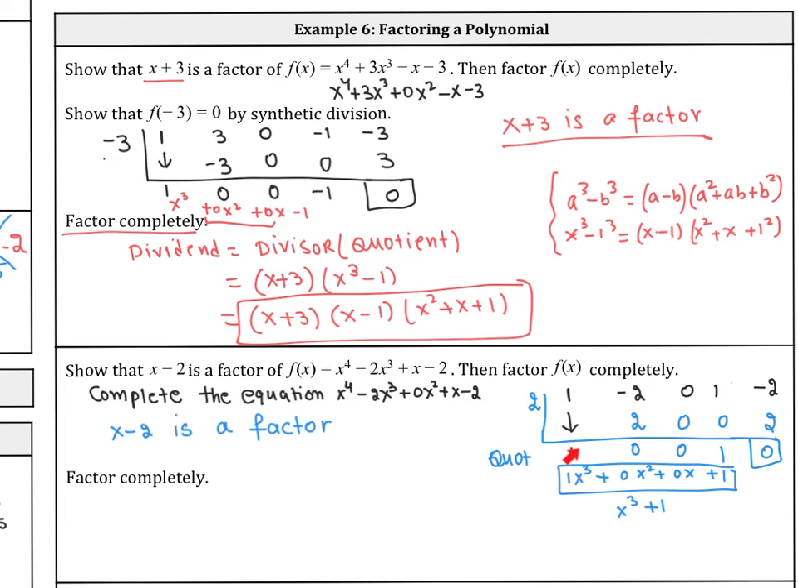Bring down the 1 as it is, so 2 times 1 is 2. Negative 2 plus 2 is 0. So 0 times 2 is 0. 0 plus 0 is 0. 0 times 2 is 0. 1 plus 0 is 1. So 1 times 2 is 2. You're going to add negative 2 plus 2 as 0. So the remainder is 0, which means that x minus 2 is a factor.